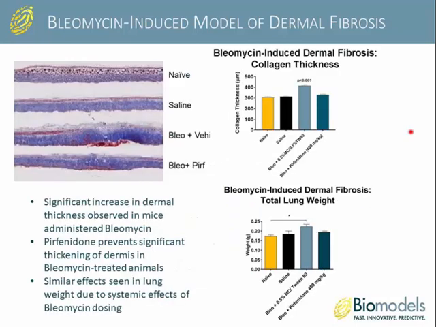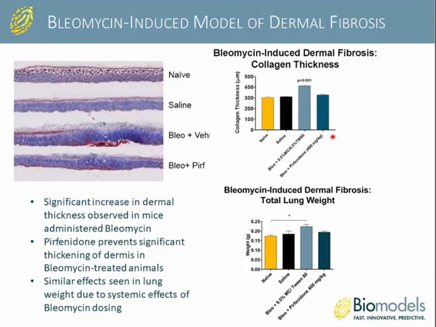And our main readout in this model is looking at the histopathology of the skin, or measuring the skin thickness. As you can see here, we have naive, saline injected, and then bleo plus vehicle or bleo plus pirfenidone. By measuring the collagen thickness in these skin samples, you can see disease development or amelioration with treatment with pirfenidone. So the naive and saline dermal thicknesses are pretty constant. Then you see a significant increase in the bleomycin administered animals, and treatment with pirfenidone leads to a significant decrease here.